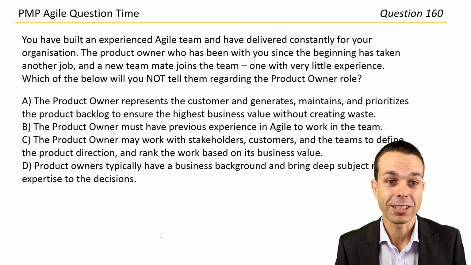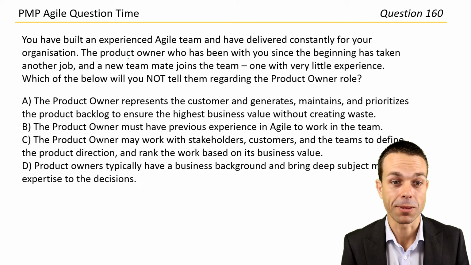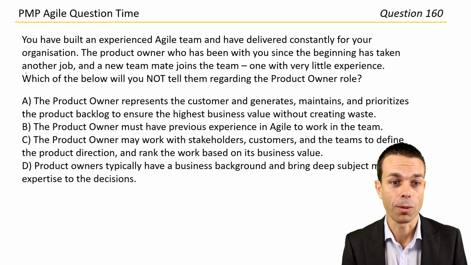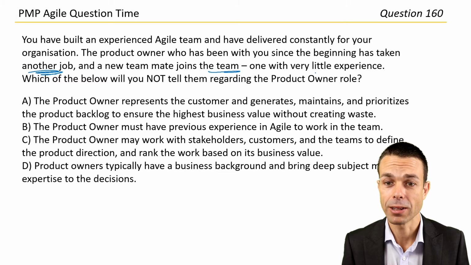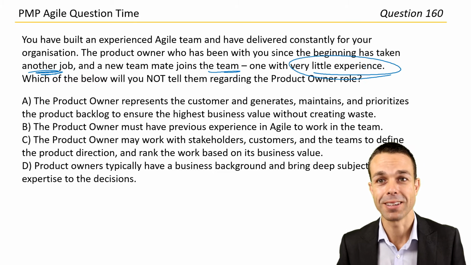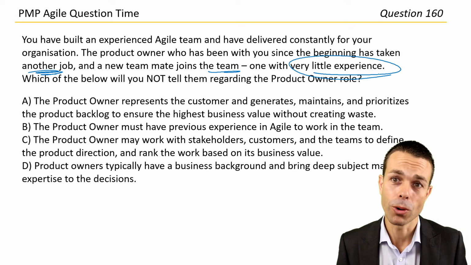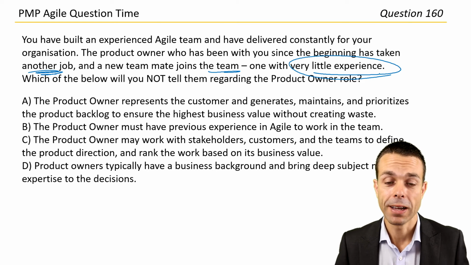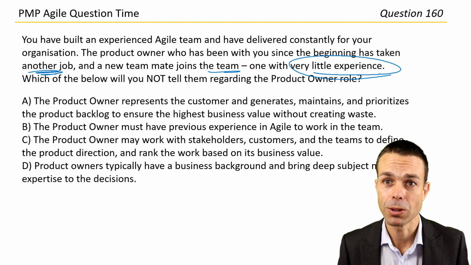You have built an experienced Agile team and have delivered constantly for your organization. The product owner who has been with you since the beginning has taken another job, and a new teammate joins the team, one with very little experience. Oh yes, and look, this will definitely happen to you in your career. People will come and go on your projects because projects themselves are temporary as well. And so you'll see new people come on, sometimes people who are not experienced enough.